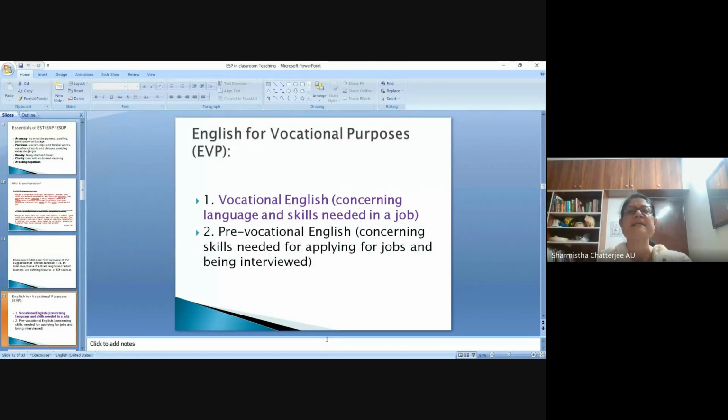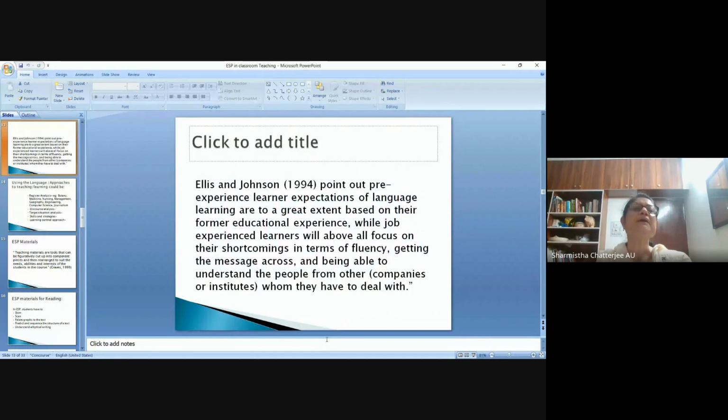And as I was telling you, we can consider this ESP, EVP, as we say, vocational English, language skills needed in a job, which we are doing right now. Apart from, which is different again from this, pre-vocational English, you are all in-service teachers. So we can also think of pre-vocational English or a kind of English which has been adjusted down to the level of even your learners. Okay. I have quoted Ellis and Johnson, you needn't worry about this.